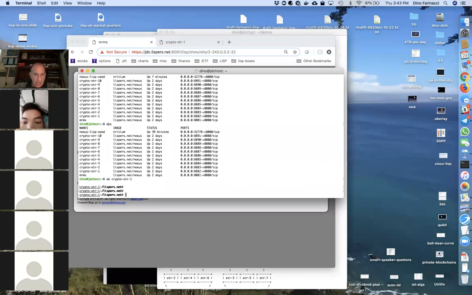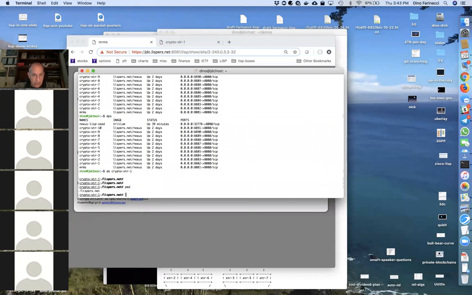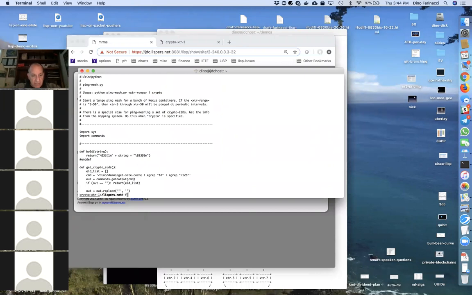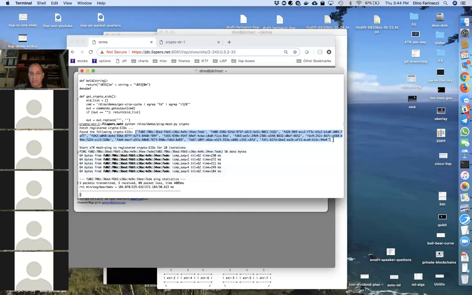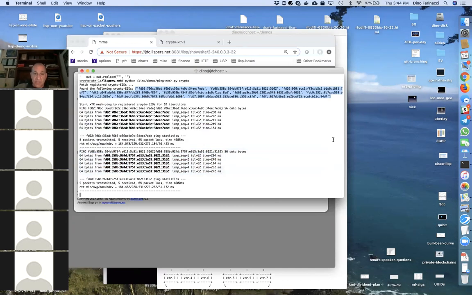And what it's been doing is, I have this ping mesh thing running. Let's see if I still have it. Yeah, there it is. So since every time we bring up the containers the IPv6 crypto EIDs are reallocated, a new key pair is generated, the public keys are put in the mapping system, and the crypto EID is then used. So this script actually has to go ask the mapping system what the crypto EIDs are. So it finds out all the ones that are being registered, and then it goes and pings each one individually.